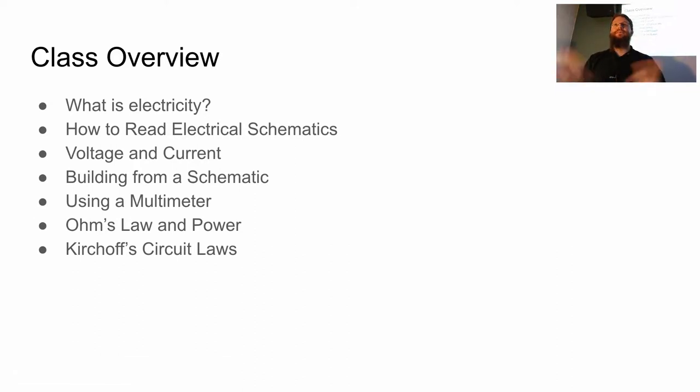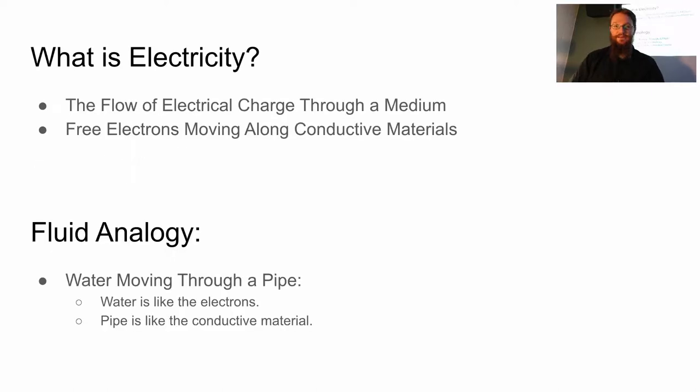Okay, so here's the overview of what I'm hoping to cover today. The first topic is just a general idea of what is electricity. I will be using a bunch of fluid analogies to hopefully make it more intuitive to understand with something you might be more familiar with. It may help, it may not. The majority of this class will be on how to read electrical schematics and build an actual circuit from that. Another topic I'll cover is voltage and current, as well as using a multimeter. And then towards the end, I'll get into a bit of simple math that will make working with circuits much easier, for reasons you will discover.